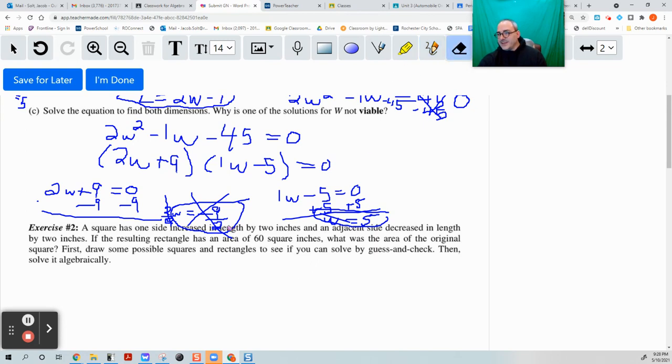So I am going to use the eraser to get rid of this one here because it's not even a viable answer anyway. And you'll just have to remember that it's not viable.